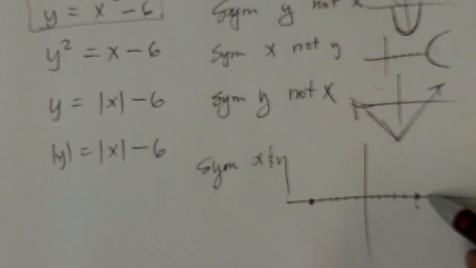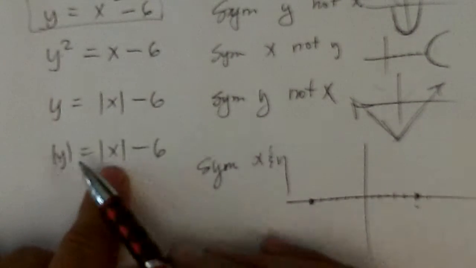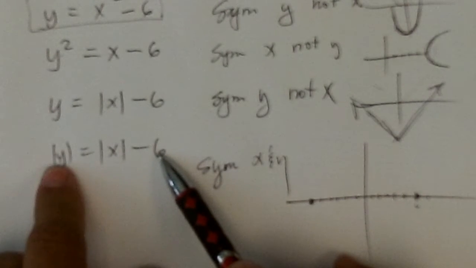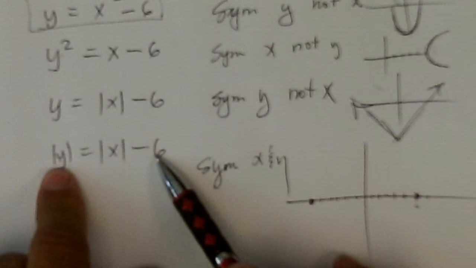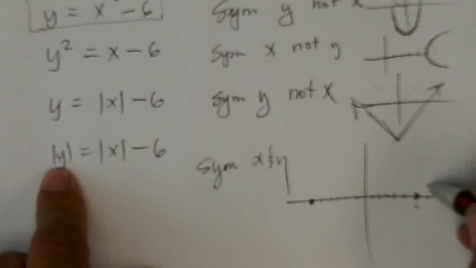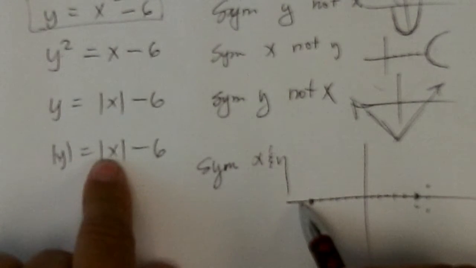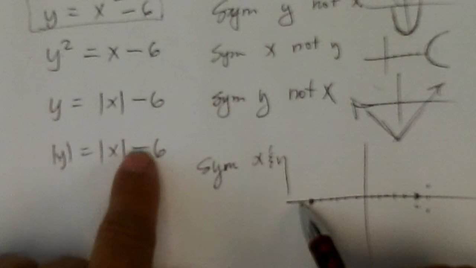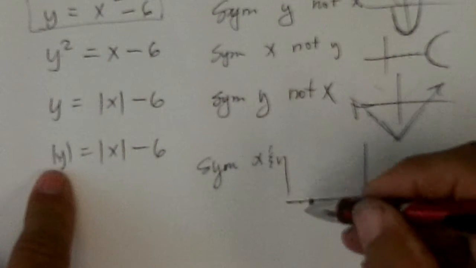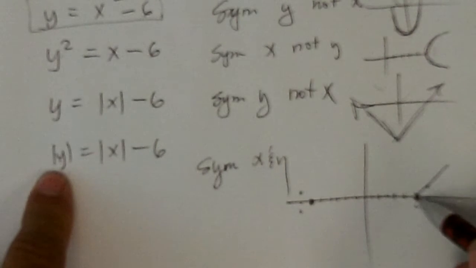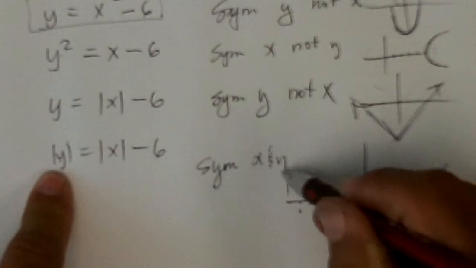So let's put in 7. Absolute value is 7, and 7 minus 6 is 1. So it could be negative or positive 1 for the y, and so it would be here and here. And if I put in negative 7, the absolute value of negative 7 would be 7, minus 6 is 1, and so y could be positive or negative 1, and we're going to get these that look like this.